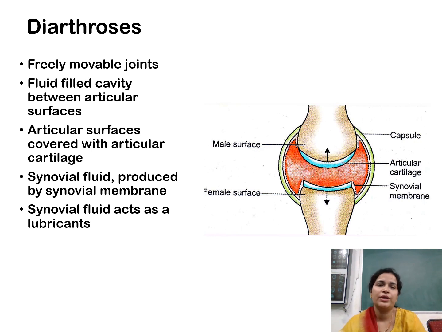So the freely movable joint has a fluid filled cavity between the articular surfaces. Articular surfaces are covered with articular cartilage. Synovial fluid is produced by the synovial membrane in the joint cavity, and synovial fluid acts as lubricant.